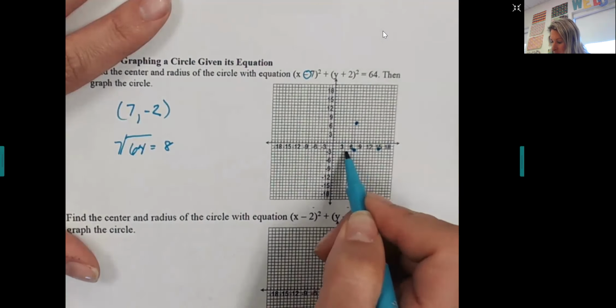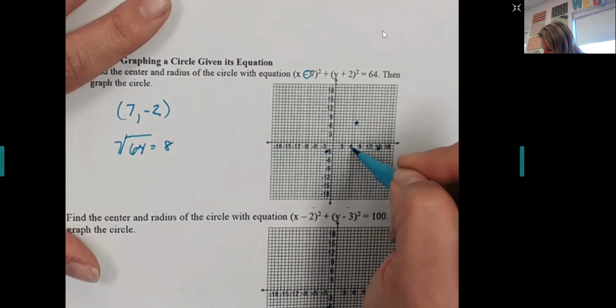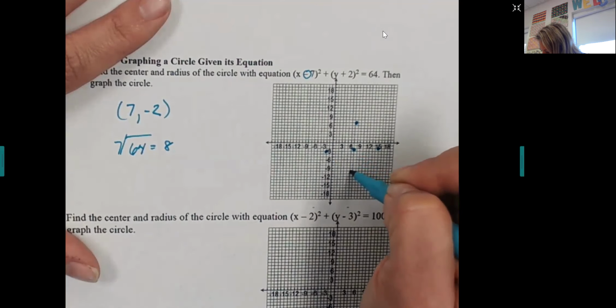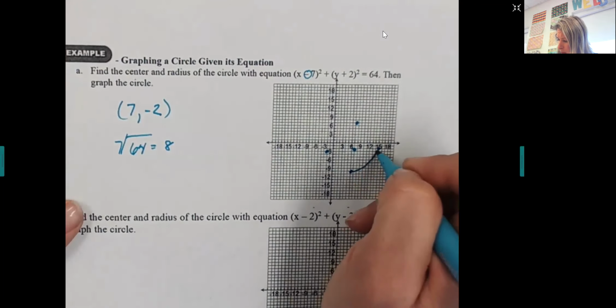I'm going to count 8 this way. Puts me at -1. And I'm going to count 8 this way. Puts me at -10. Looks like a diamond. Now connect the dots and make it circular. Doesn't need to be perfect.